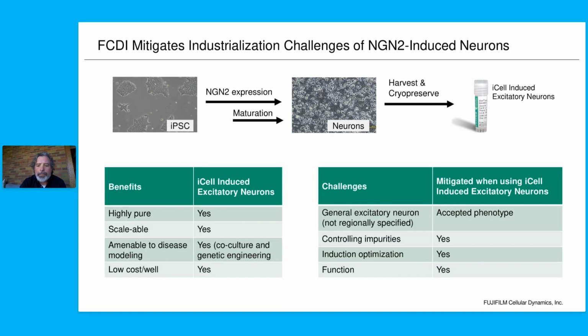One thing that FCDI specializes in is optimizing product for downstream use. And for iCell excitatory neurons, we've done just this, building on the known scalability and purity of this differentiation method, and then controlling some of the known challenges in the system, such as control of impurities, doxycycline optimization for turning on the transcription factor, as well as adding additional manufacturing and quality control steps that can ensure the optimal product performance and reproducibility.